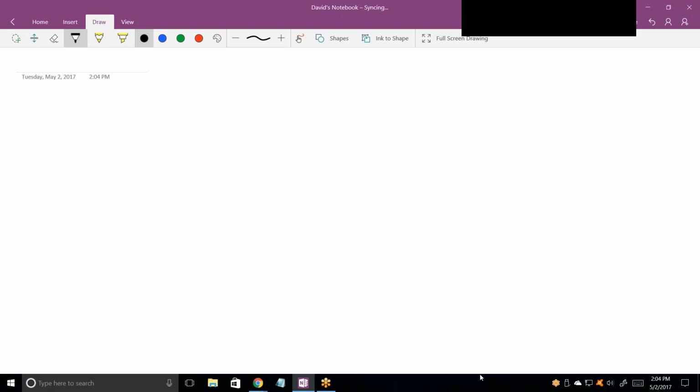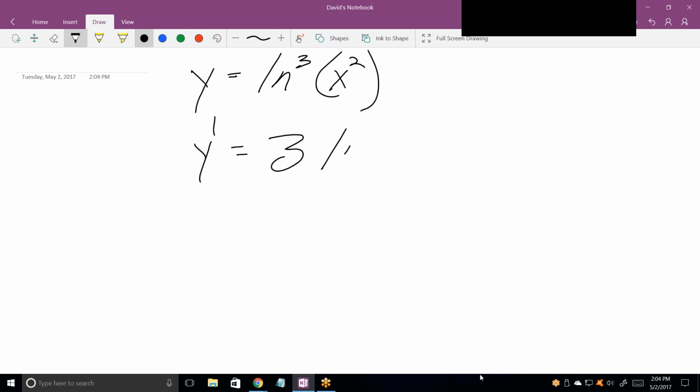The next one is y equals ln cubed of x squared. All right, this is a chain rule. What's the first part? You bring the 3 to the front of the ln, so it's 3 ln squared. Then x squared, tack that on, and then do you multiply it by the derivative of the inside? Yeah, you do. So that would be 2x.